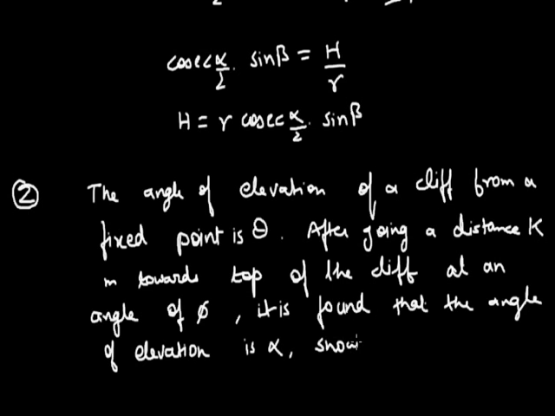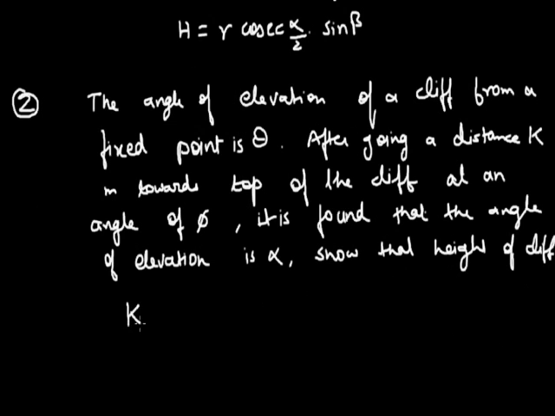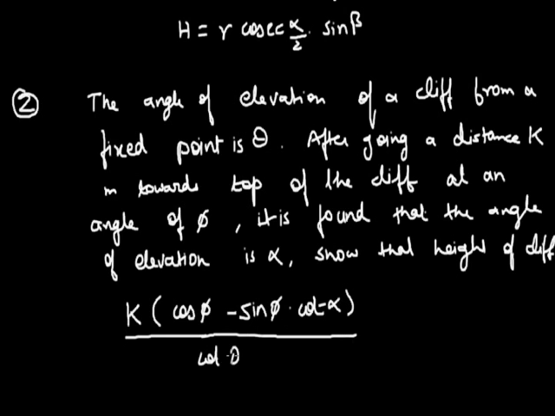So we have to prove or show that the height of the cliff is equal to k into bracket cos phi minus sin phi into cot alpha bracket closed, whole divided by cot theta minus cot alpha meters. So this thing we have to prove. In this question it is given that the angle of elevation from a fixed point to a cliff is theta. Now after going a distance of k meters towards the top of the cliff, the angle of elevation is given as alpha.